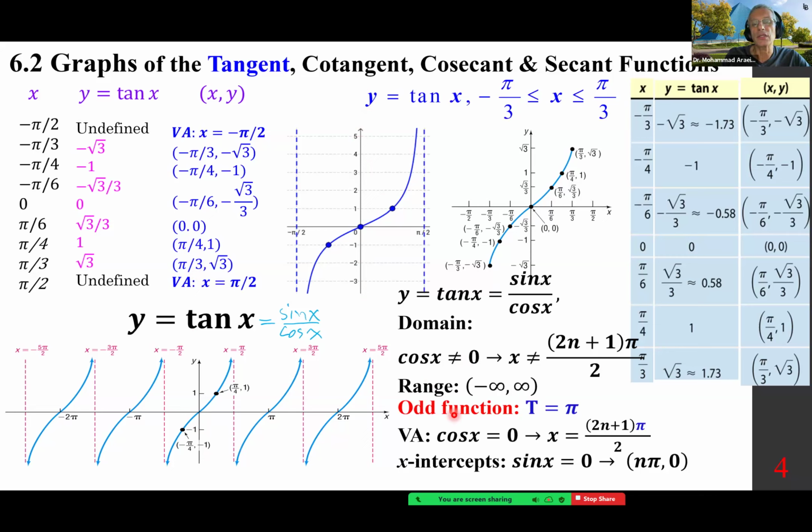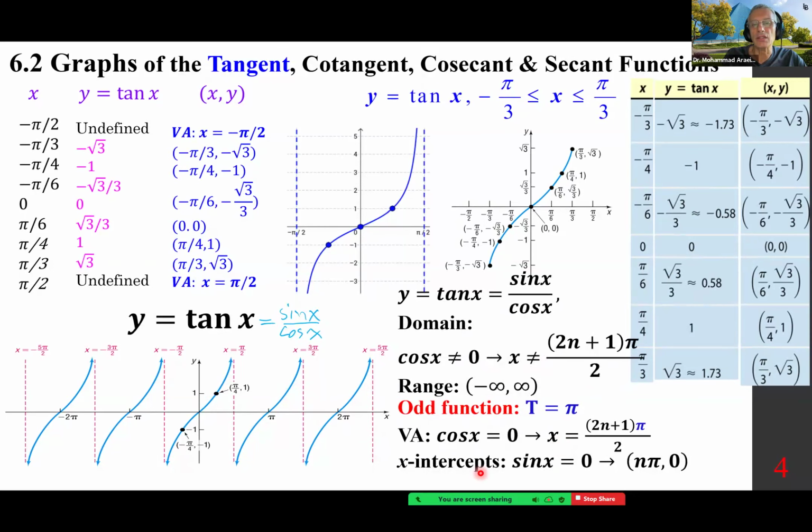And you know that tangent is an odd function. You also know the period is pi. That's why when you graph a complete cycle, we go from negative to positive pi over 2. And the reason you go from negative to positive is to cover everything as far as the range is concerned. Vertical asymptote is where cosine is 0. So this one that can't be becomes the equation of VA, vertical asymptotes.